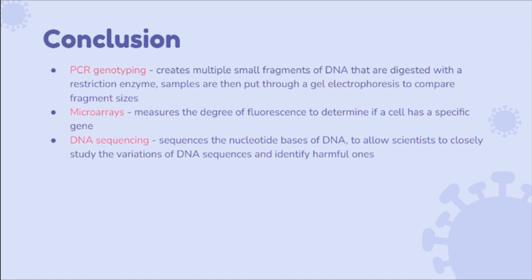PCR genotyping works by creating multiple small fragments of DNA that are digested with a restriction enzyme. Samples are then put through a gel electrophoresis. Based on the size of the fragments, we can identify the presence of a gene, since it would have been cut by the restriction enzyme. Microarrays work by measuring the degree of fluorescence to determine if a cell has a specific gene. And lastly, DNA sequencing works by sequencing the nucleotide bases of DNA to allow scientists to closely study the variations of DNA sequences and identify harmful ones.